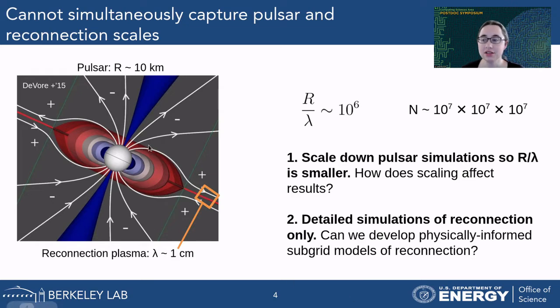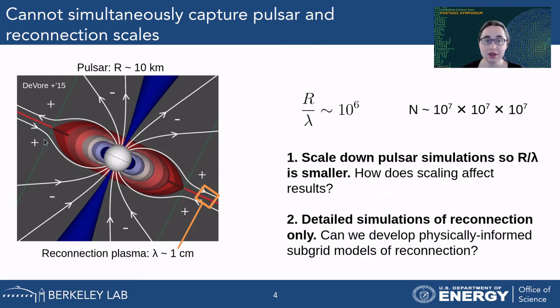So on the left, this is a cartoon diagram of a pulsar. There's the neutron star at the center, and then we have charge density indicated by the blue and red contours. So along the equator, there's a current sheet, and surrounding it, there are anti-parallel magnetic field lines. So we expect this to be one of the primary sites of reconnection in the pulsar setup.